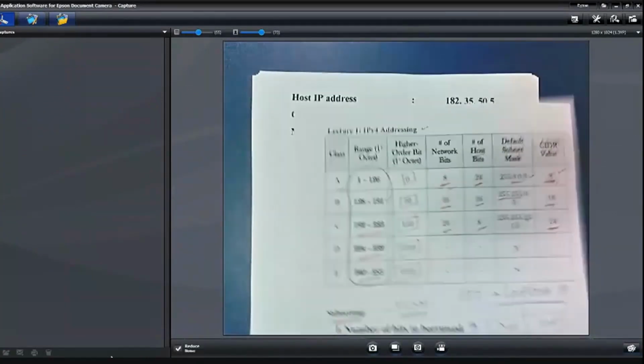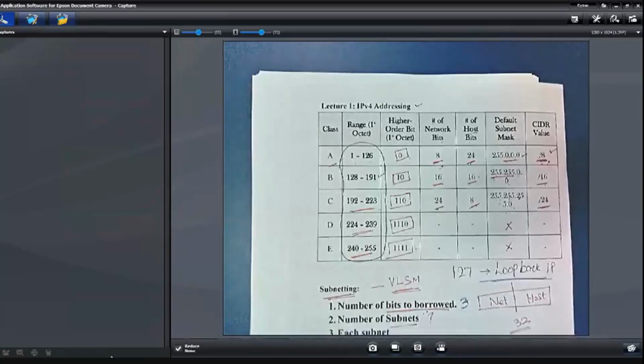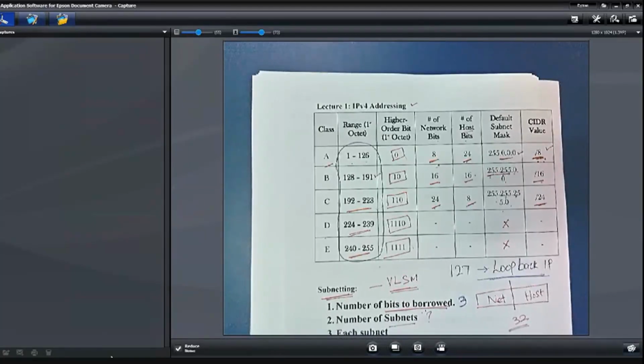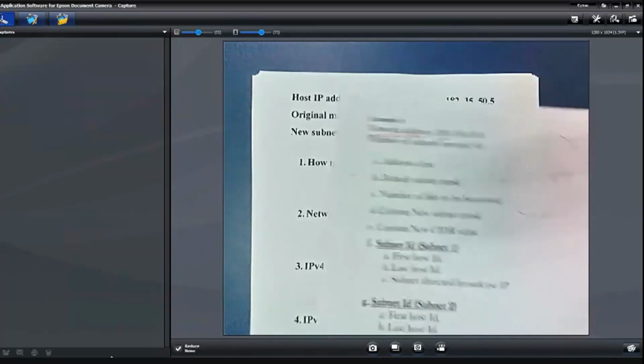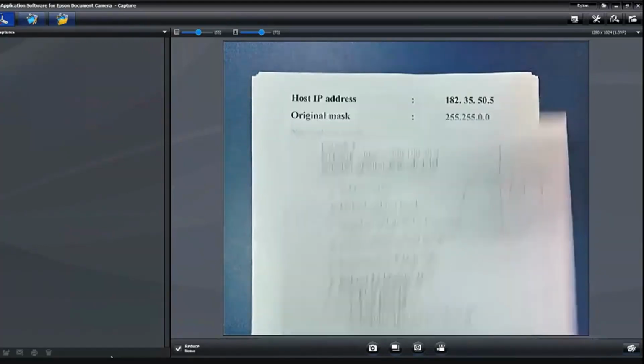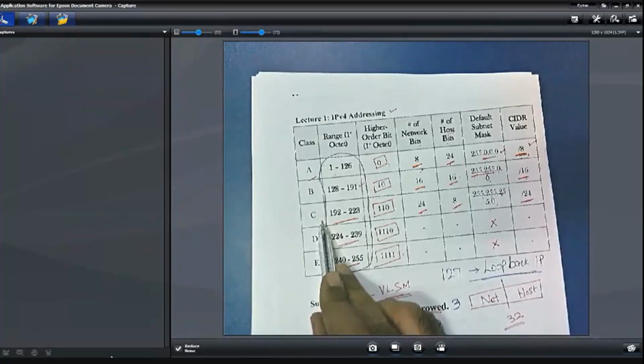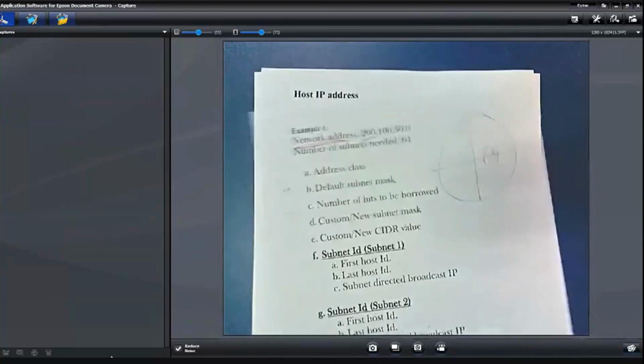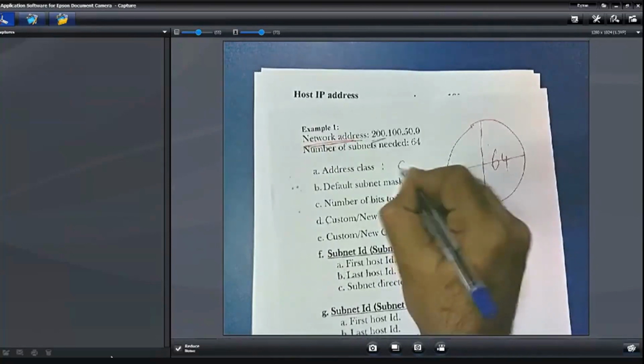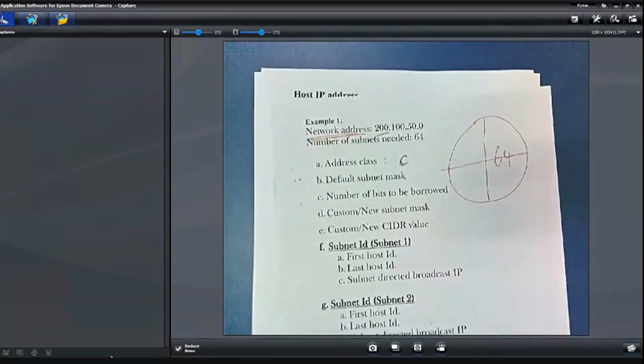I'm going to the table which is available before, but in the exam it is not allowed like this. You have to keep it in your mind. You have to memorize this. You cannot go and refer somewhere. So for 200, what is the class? This is going to be class C. So the address class is C.